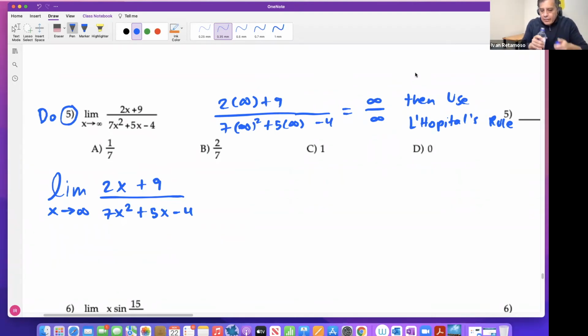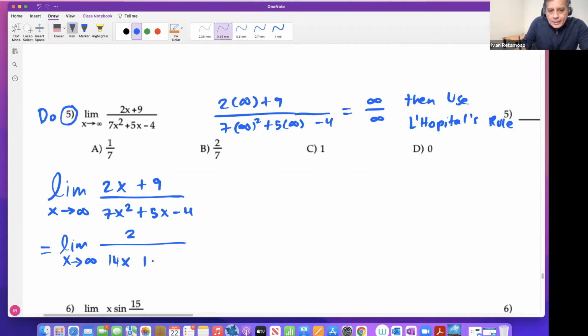So taking derivatives, I think it will be enough to apply L'Hopital's rule once for this one, right? We can say that this is going to be the limit as x approaches infinity of the derivative of this guy, which is just 2, over the derivative of this guy, which is just 14x plus 5, right?